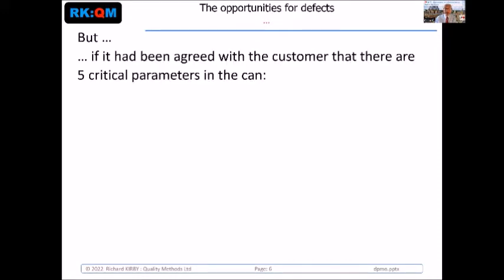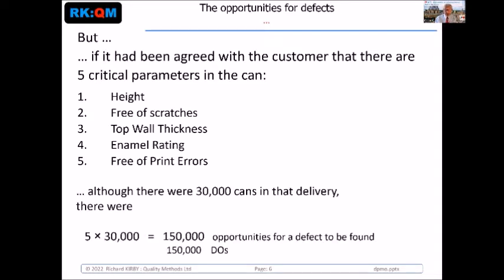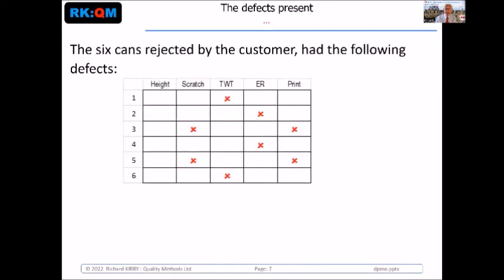But if it had been agreed with the customer that there are 5 critical parameters in the can: height, free of scratches, top wall thickness, enamel rating, and free of print errors, although there were 30,000 cans delivered, in that delivery, there were 5 opportunities in each can to find a defect. 5 times 30,000, a total of 150,000 opportunities for a defect to be found.